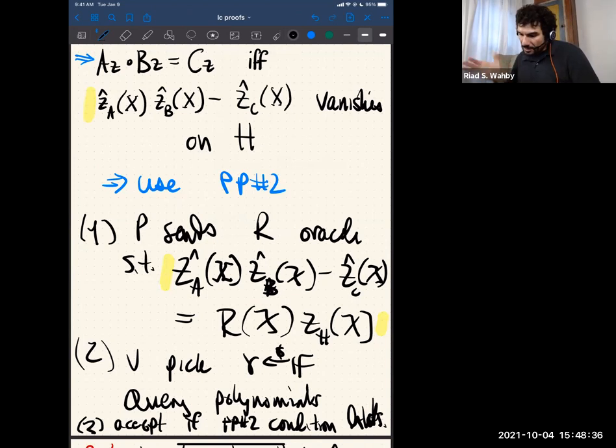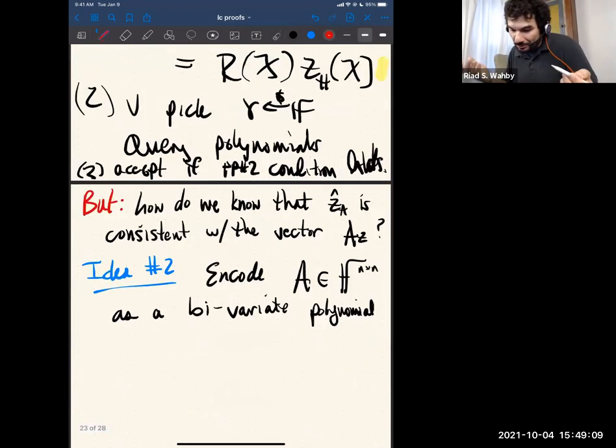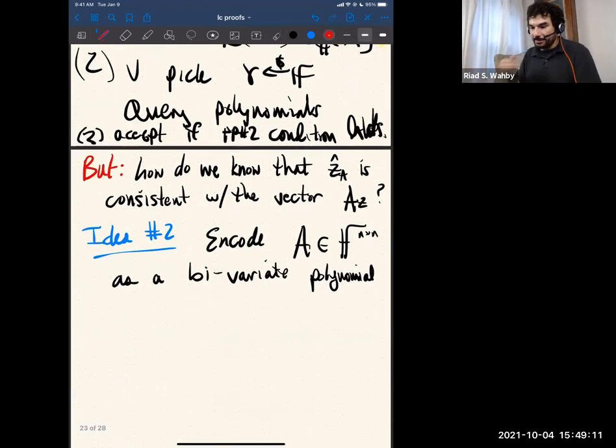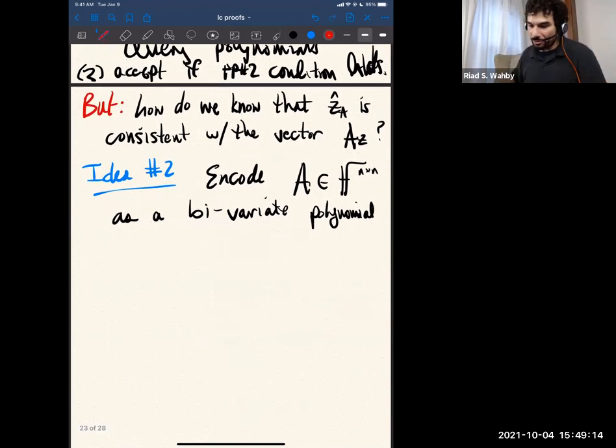Okay, so this convinces the verifier that ZA, ZB, and ZC represent a satisfying assignment times the respective matrices A, B, and C. But what it doesn't do yet is convince the verifier that, say, Z sub A is actually consistent with the A matrix and the Z vector, right? So now we have a small problem, right? We don't know that Z sub A is consistent with the vector AZ. Okay, so what are we going to do? We're going to do some more polynomial tricks.